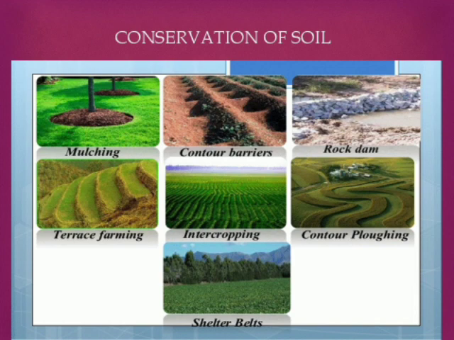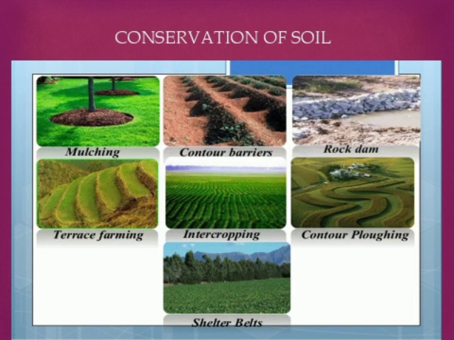How to conserve these soils? We can follow different methods. See the first picture, mulching. That means we cover the soil with other materials to retain soil moisture. See the second one, contour barriers. That means we make trenches in front of the barriers to collect water. Barriers means bund. What do we say in Tamil? Varappu. Then rock dam. Rocks are piled up to slow down the flow of the water. So they arrange some layers of rocks to slow down the water flow.